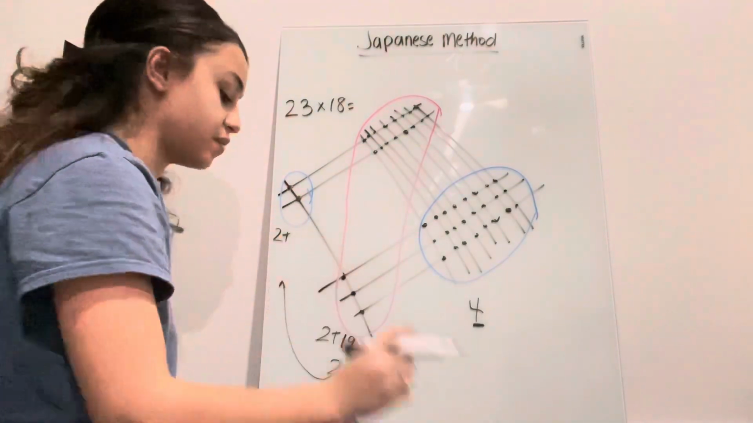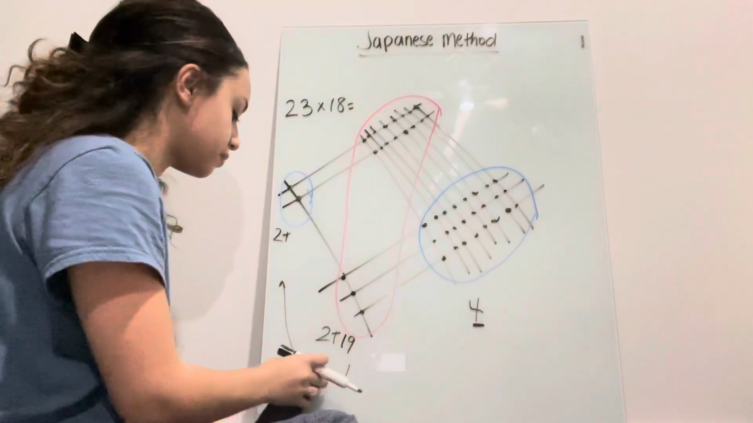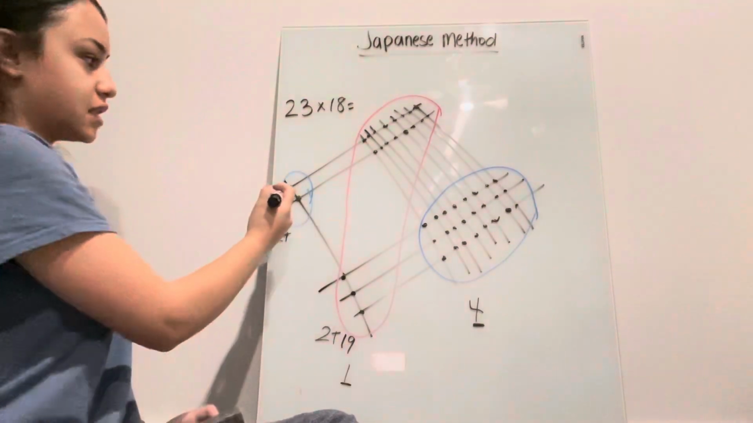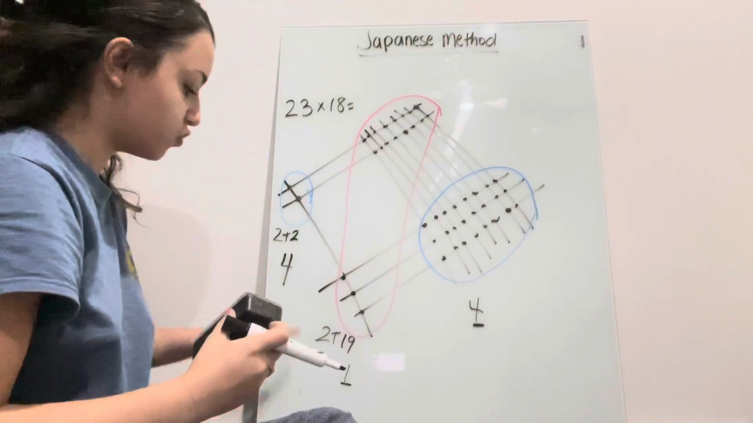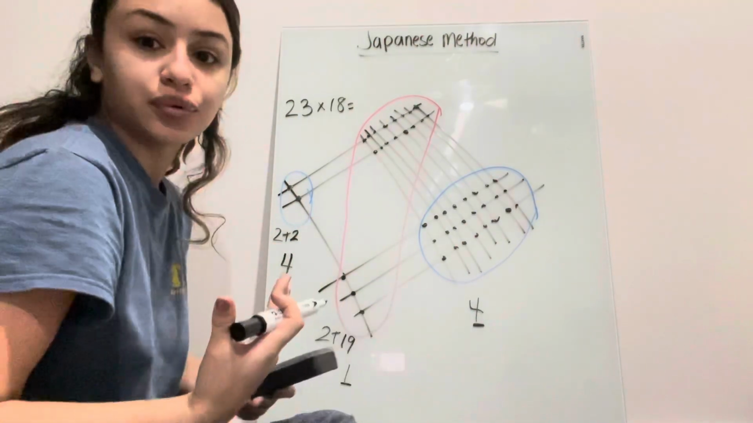So 2 plus, remember, always write that plus sign. And now we're going to count the amount of dots here. We have 2 dots. So 2 plus 2 is 4. So now we have this 4, 1, 4. How do we arrange these numbers?